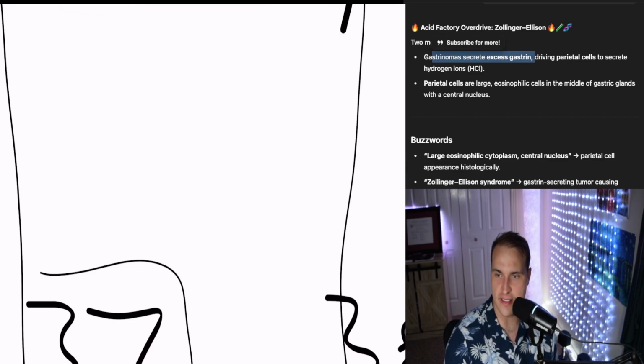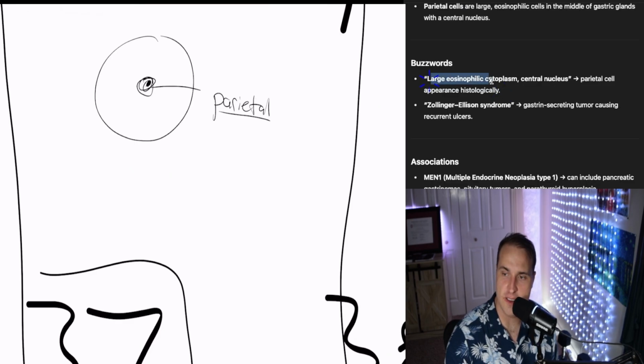37. Okay, so here we're going to talk about gastrinomas and how they secrete the excess gastrin, and they drive parietal cells to secrete hydrogen ions. So you get that juicy HCl. And the parietal cells are large cells in the middle of the gastric glands with central nucleus. So if you see large eosinophilic cytoplasm with central nucleus, it's going to be parietal cell.